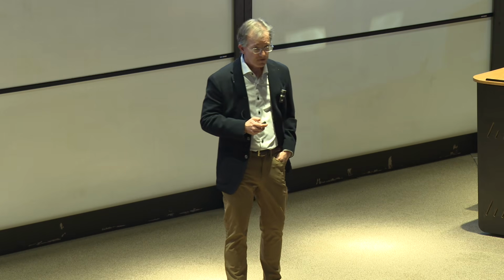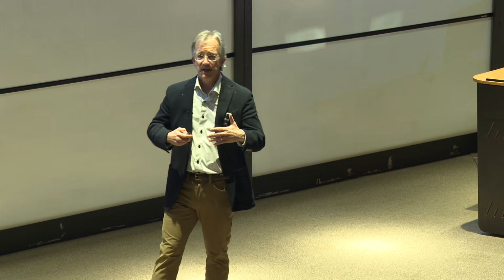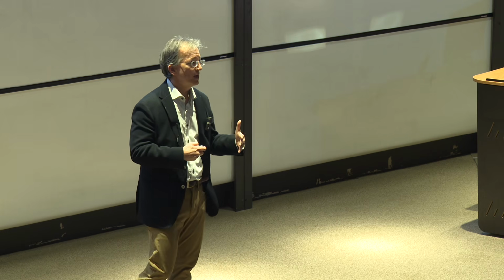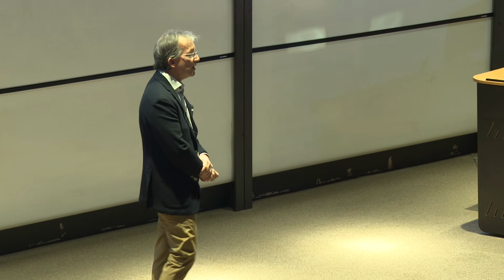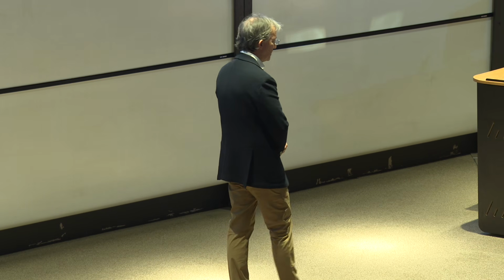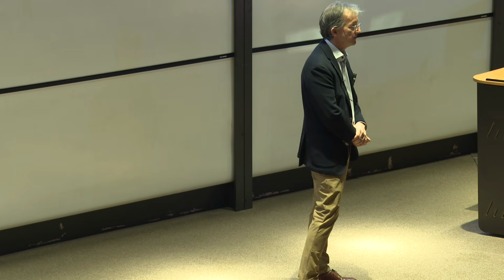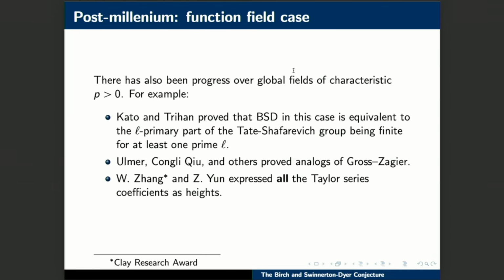There was also work on the function field case. So I said that quickly after the formulation of the Birch and Swinnerton-Dyer conjecture, it was extended over other fields. And one interesting case is function fields of curves over finite fields. These are global fields of characteristic p. And Kato and Trihan proved that the Birch and Swinnerton-Dyer conjecture, in this case, is equivalent to knowing the finiteness of the Tate-Shafarevich group, and only needing to know that the l-primary part of the Tate-Shafarevich group is finite for at least one prime l.